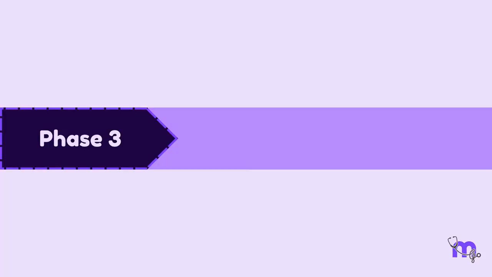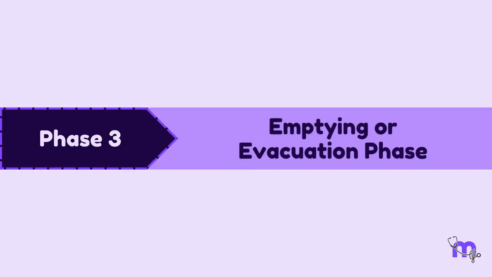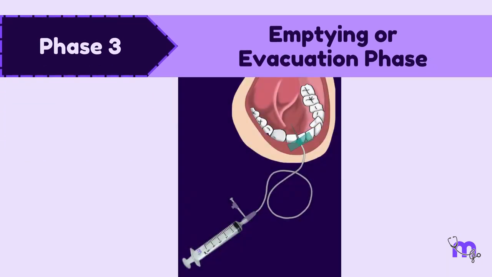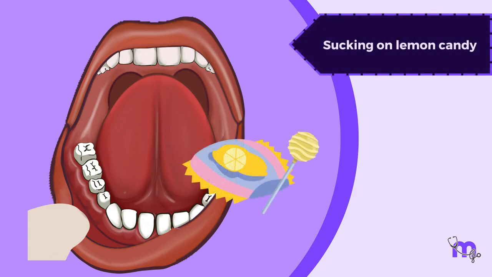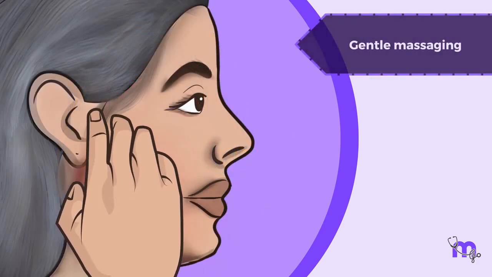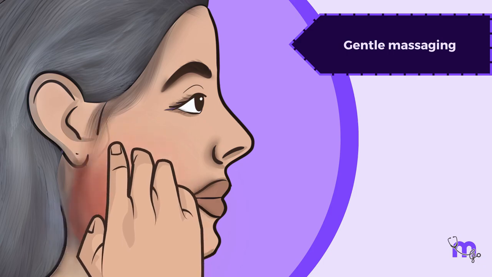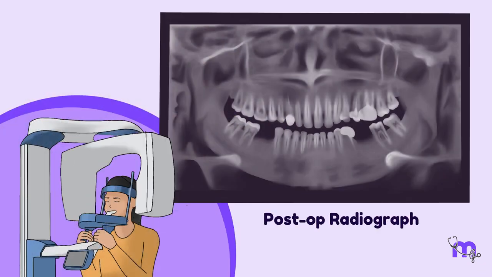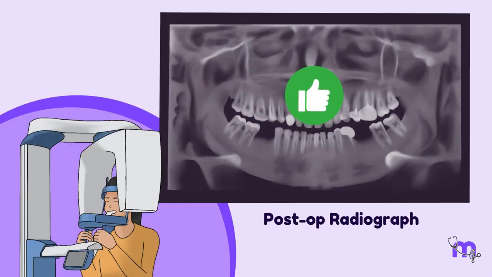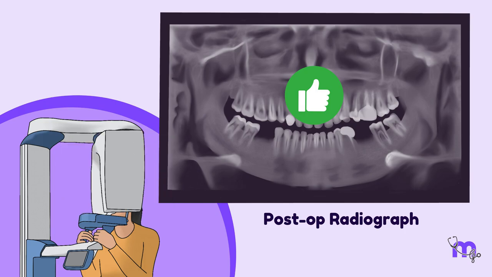Now in the third phase, which is the emptying or the evacuation phase, I gently remove the cannula from the ductal orifice. The patient was asked to suck on lemon candy to stimulate salivary flow, which causes excretion. In some cases, gently massaging the gland can also aid in expelling the contrast agent. A post-operative radiograph was taken to confirm that the contrast agent had been completely cleared from the duct.